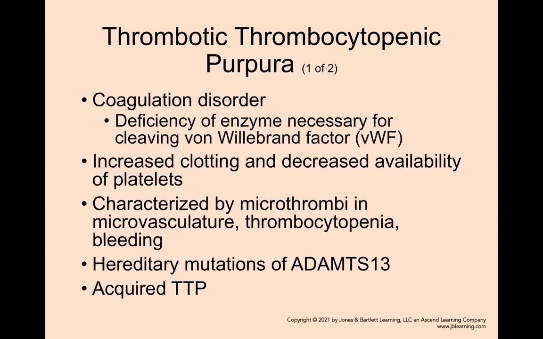Thrombotic thrombocytopenic purpura is a coagulation disorder. There is a deficiency in the enzyme necessary for cleaving of the von Willebrand's factor. There is increased clotting and decreased availability of platelets. This is characterized by microthrombi in the microvasculature, thrombocytopenia, and bleeding.